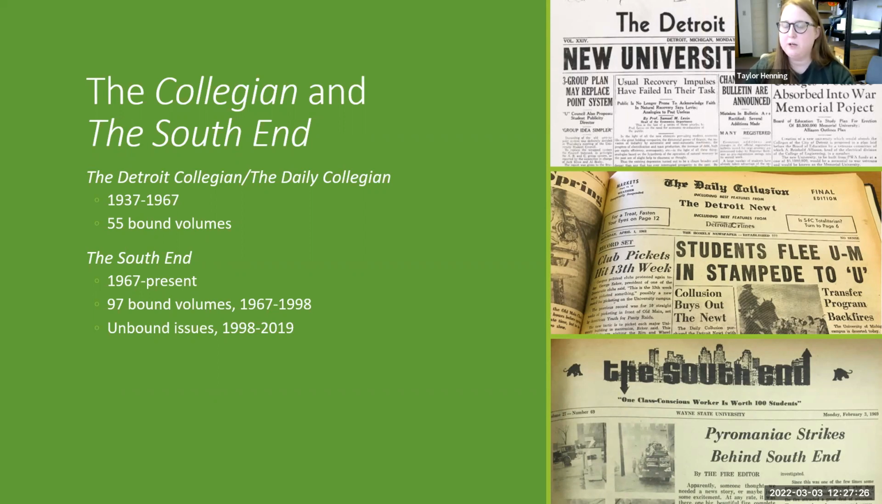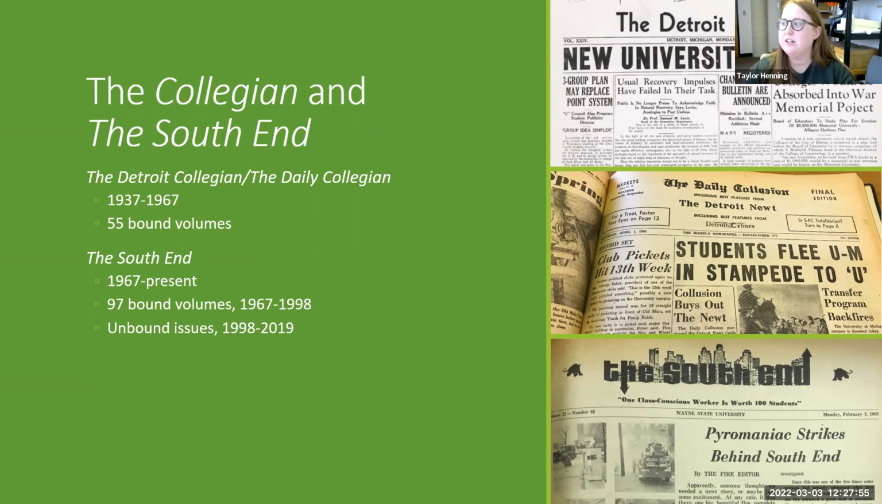Honestly, this one got me when I was flipping through for a reference question. I just saw it as a regular issue, and this article is called "Students Flee UM and Stampede to U," talking about how they started a transfer program where everyone left University of Michigan and flooded to Wayne State, as if there were hundreds of thousands of students here all of a sudden. And I was like, wow. And then I realized this is not real. There's a lot of hints to that.